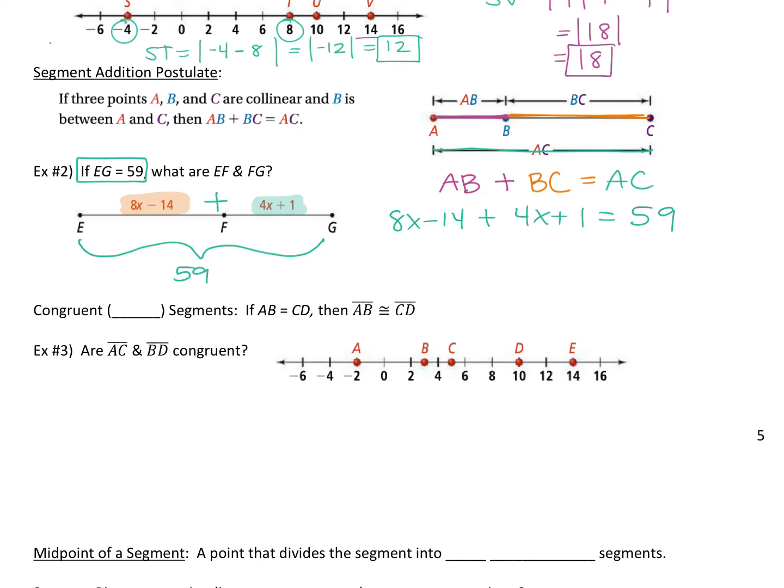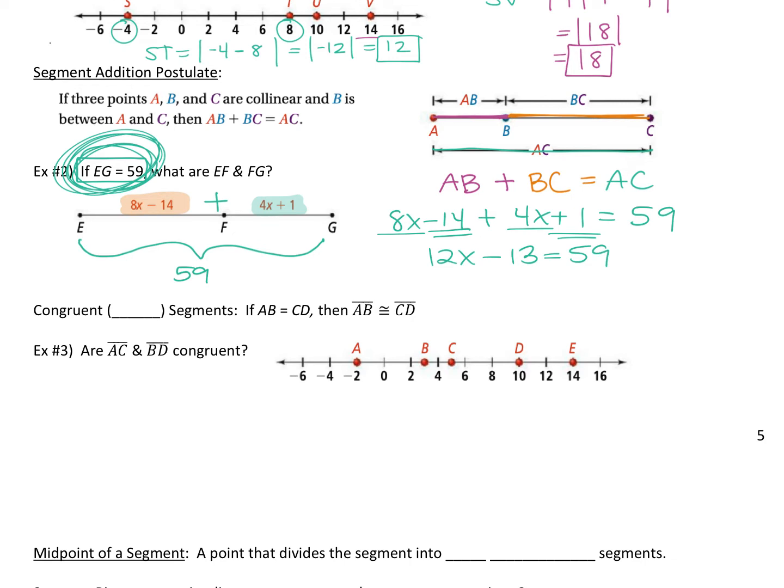Now, I will tell you right now where people get stuck on these problems is they forget to read the problem. They forget that there is information up here that's super helpful, right? If you don't remember that EG is 59, you can't solve this. So make sure you read the question all the way through and then try to set it up. So if you simplify this, 8x plus 4x is 12x. Negative 14 plus 1 is a negative 13 equals 59.